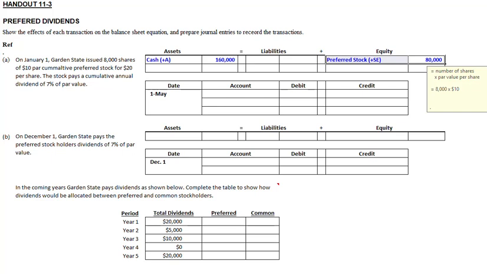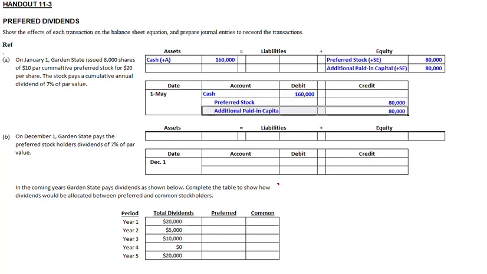Of course, again, debits must equal credits, so we will credit or increase additional paid-in capital related to preferred shares by $80,000. So our journal entries are a debit to cash for $160,000, and we increase equities with a credit to preferred stock for $80,000 and a credit to additional paid-in capital for $80,000.